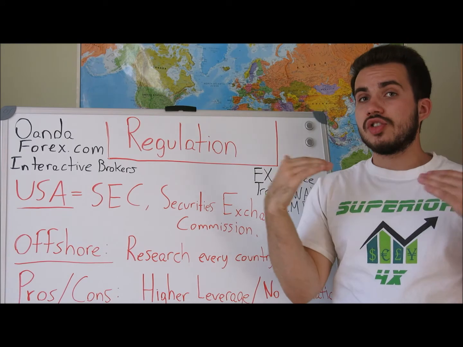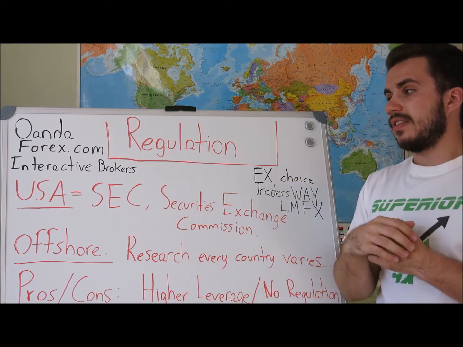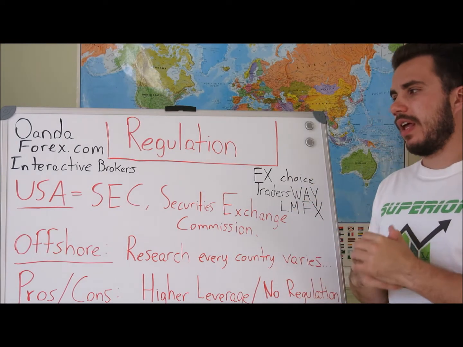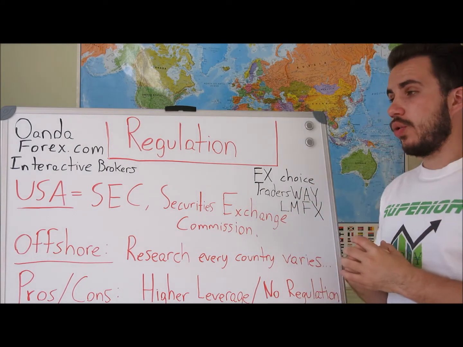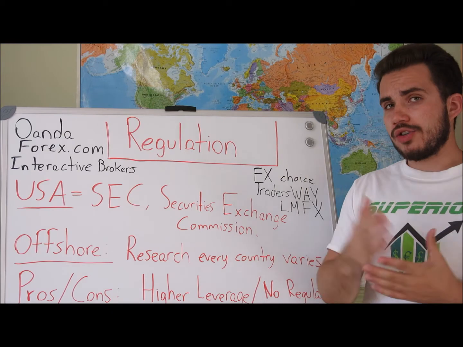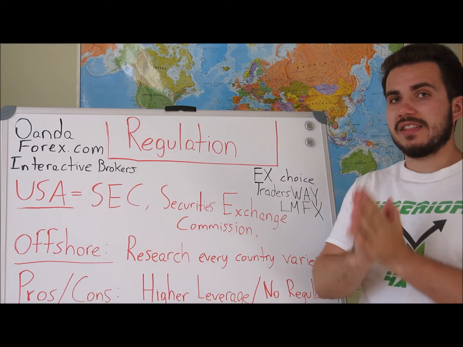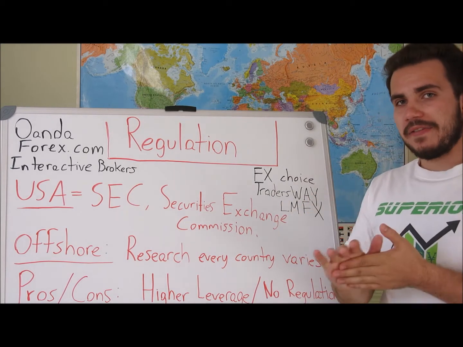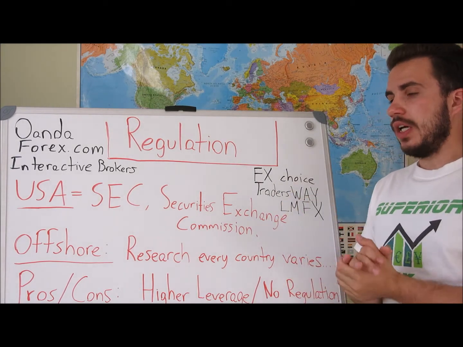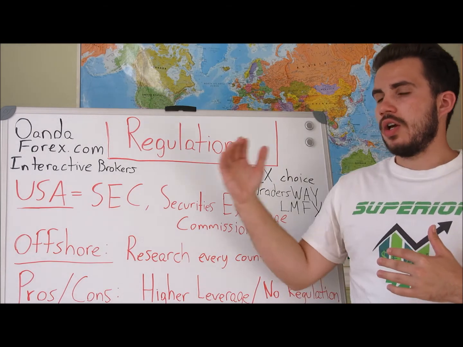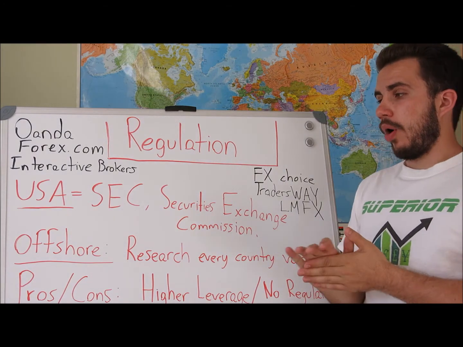Because the SEC is strict with some of their policies, such as one thing we're going to talk about, which is leverage. I believe the maximum leverage here in the United States, if you are a Forex broker, is 100 to 1. However, for the majority of other brokers out there, the maximum leverage they offer is 50 to 1 or even less. So that's why you can find more offshore brokers than US regulated brokers.